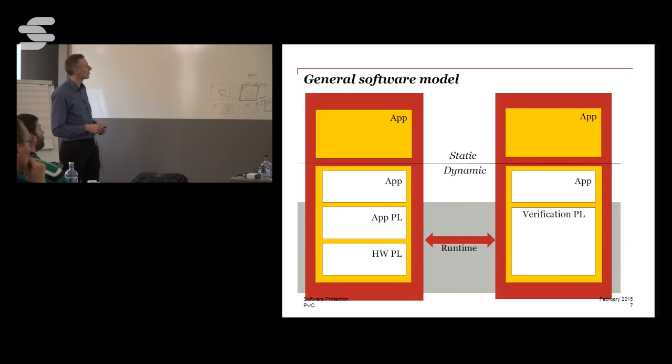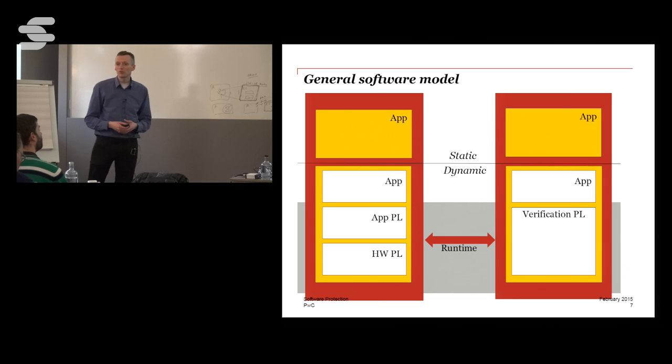In the execution of the software, you typically have an application-specific component. It might be that both sides are running this component. And then you have a platform below. First of all, it might be application middleware that is running, and then some hardware platform that is actually executing your software.